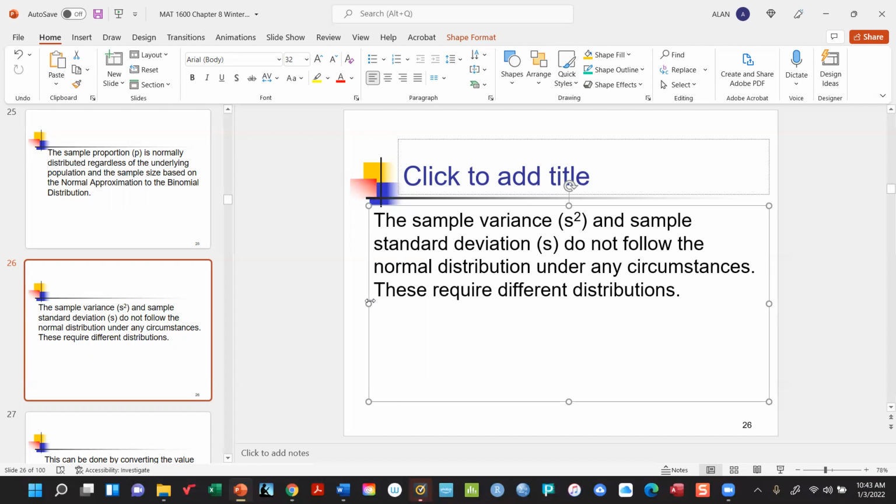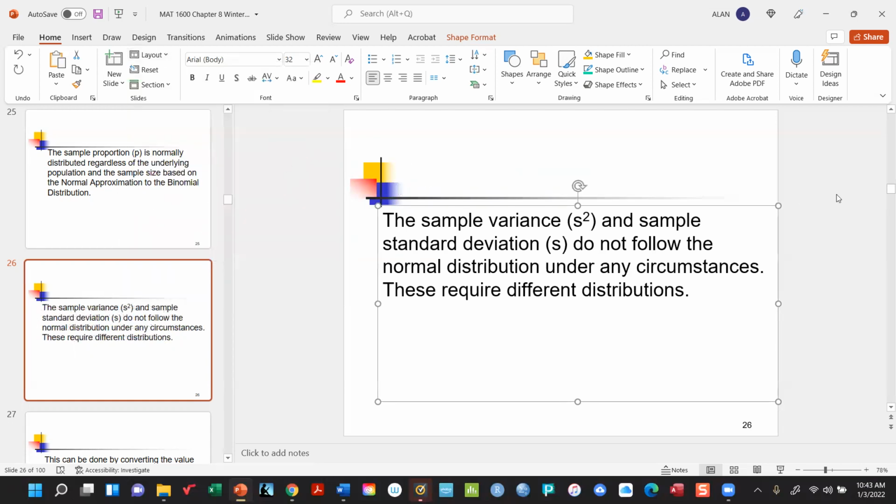All right, so for this chapter, we'll just need the normal distribution because we're only going to focus on the sample mean and the sample proportion. All right. Now.